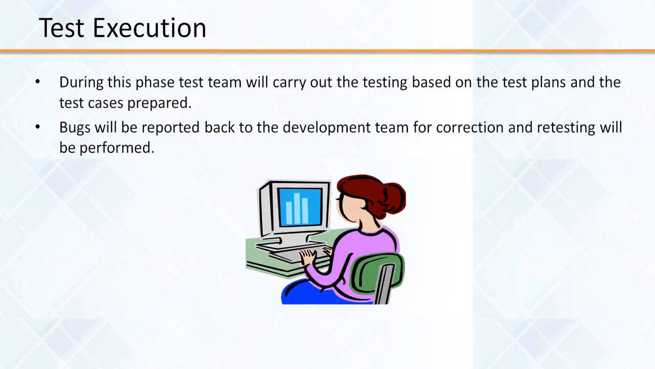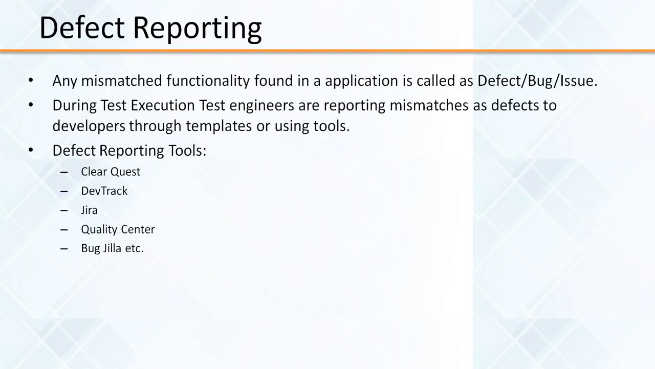And at the time of test execution, we need to find the defects. Any mismatched functionality found in the application is called a defect, bug, or issue. We can call it by any name. If there is any mismatched functionality at the time of execution, we will consider it a defect, and then we will report that mismatch as a defect to the developer.